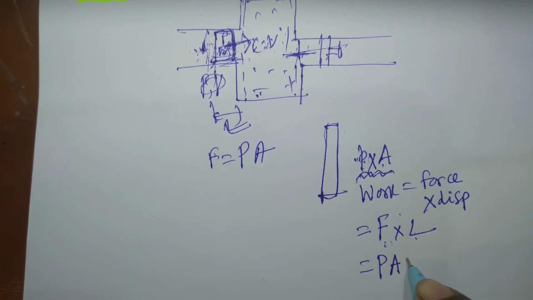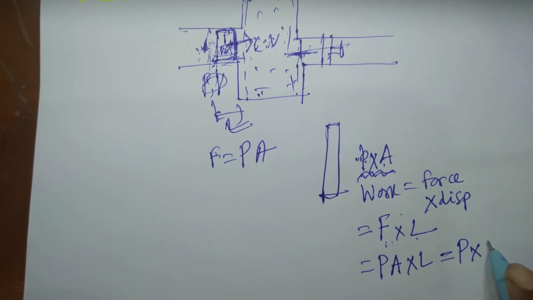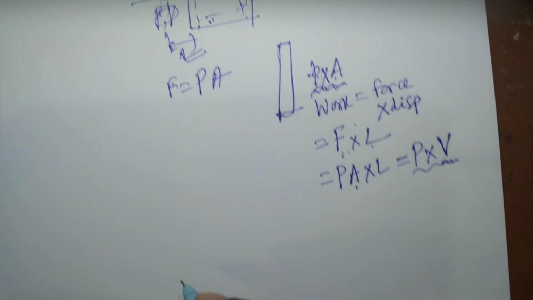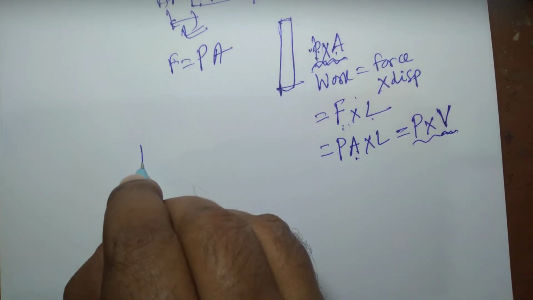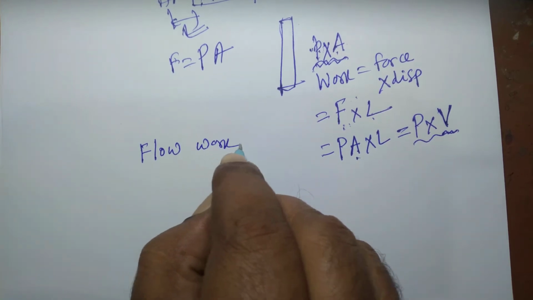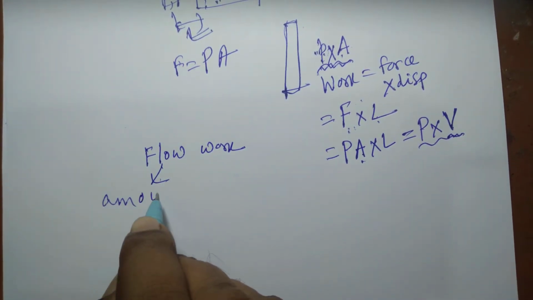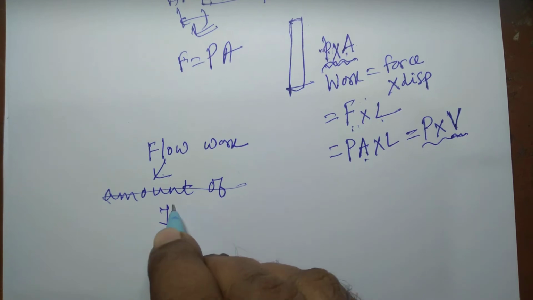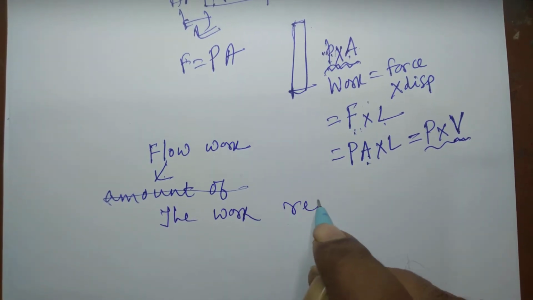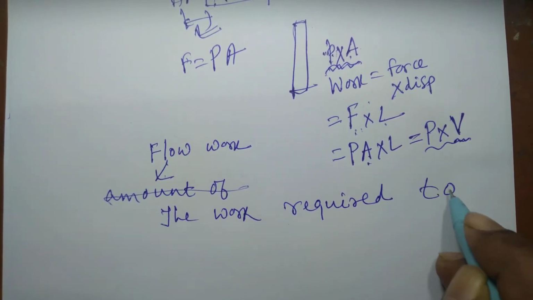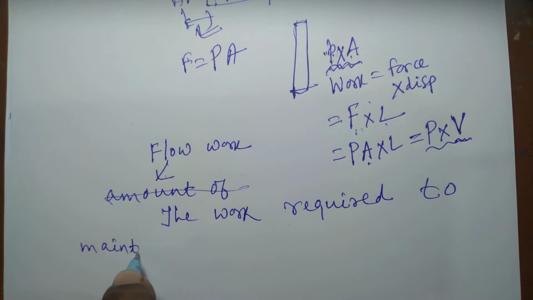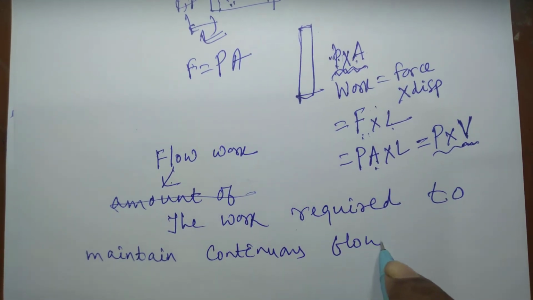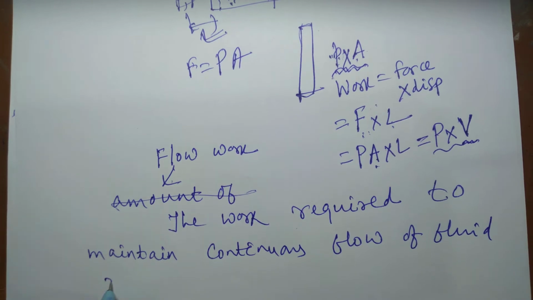So I can write this as P A into L. A into L when multiplied results in volume, so I can write P into the volume. Pressure into volume. So this work is called flow work. I can define flow work as the work required to maintain continuous flow of fluid into the system.